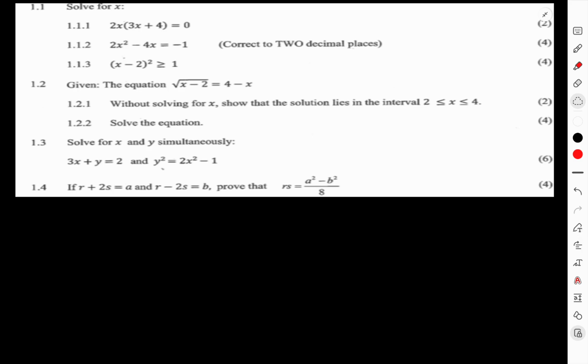Today we're going to be doing grade 12 mathematics paper 1. We're going to start with our first question, which is question 1. So the first question, we are required to solve for x. So let us write our first question.